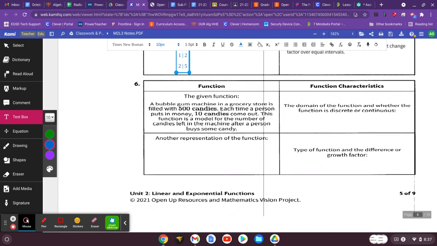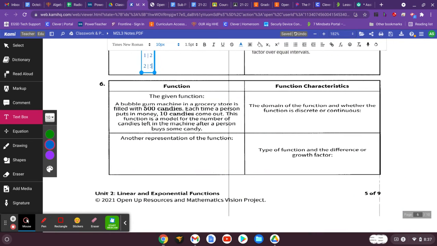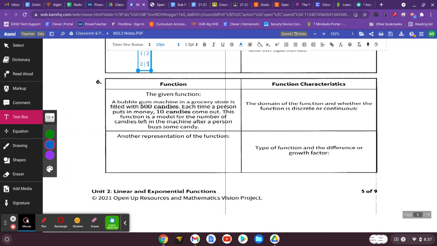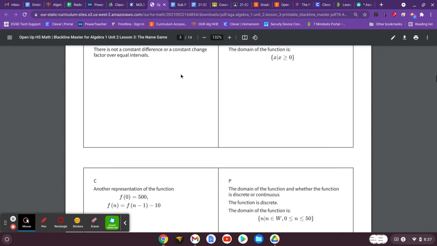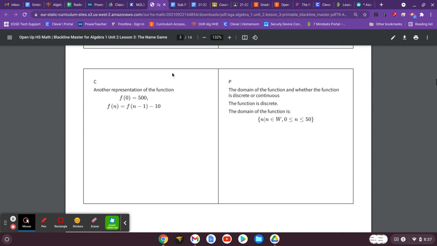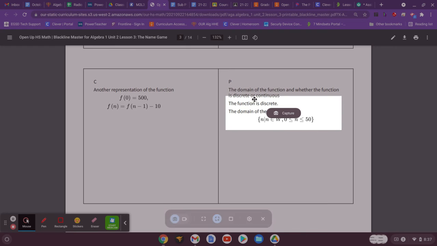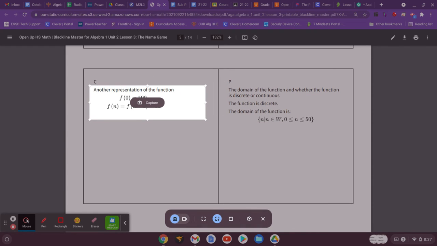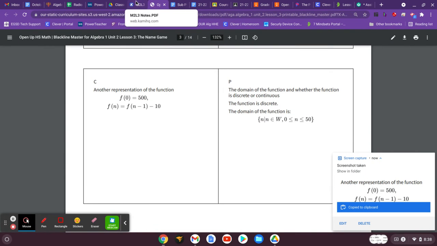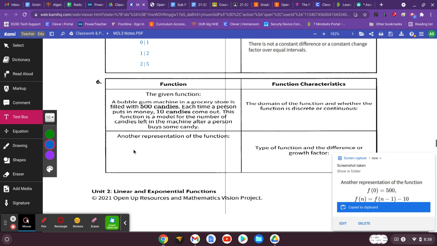All right, 6. Again, try this one out first. Pause. Okay, for these, hopefully you can also do all these in any order. You don't actually have to go in the order I'm going in because it might be easier to figure out some of these than others. But your other representation is right here. So we notice if we start with 500, this is the only one with 500.